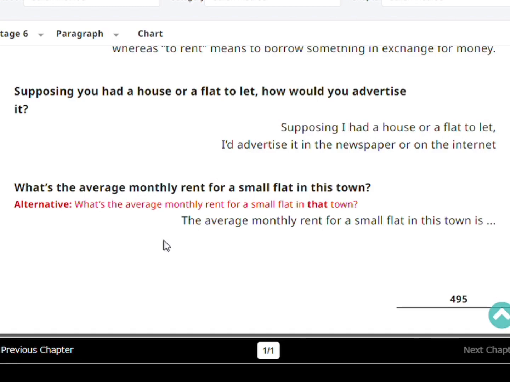Supposing I had a house or a flat to let, I'd advertise it in the newspaper, or on the internet.